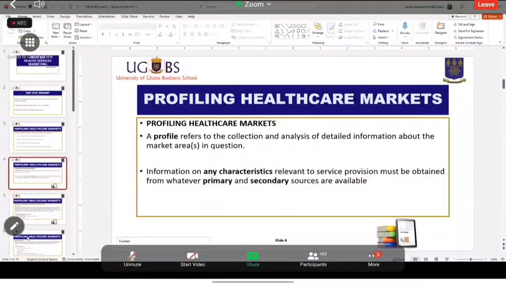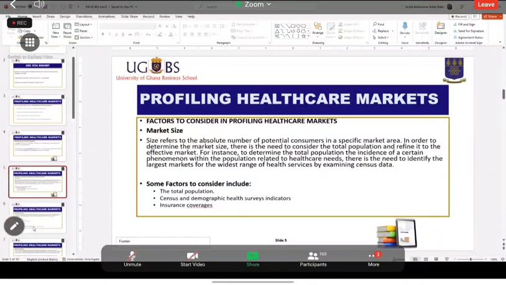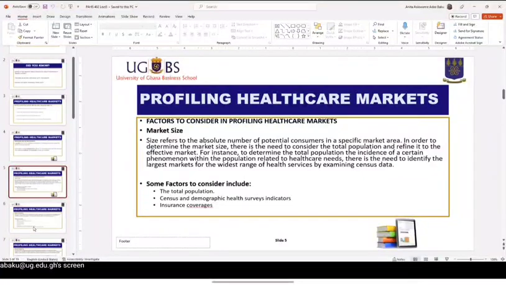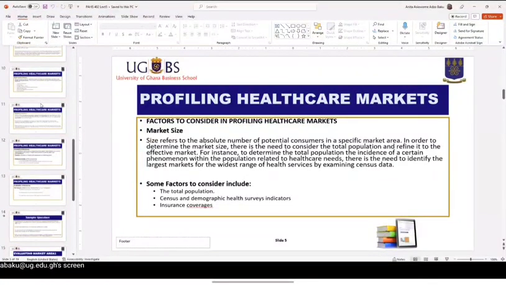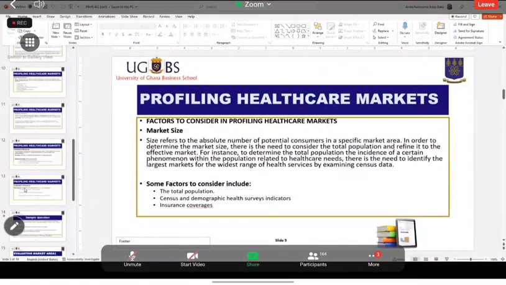Okay, so let's quickly look at profiling healthcare markets, and then we can call it after.